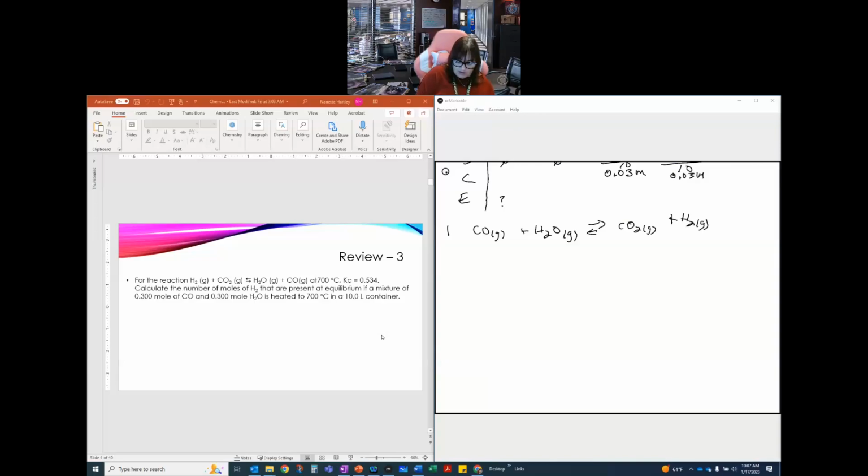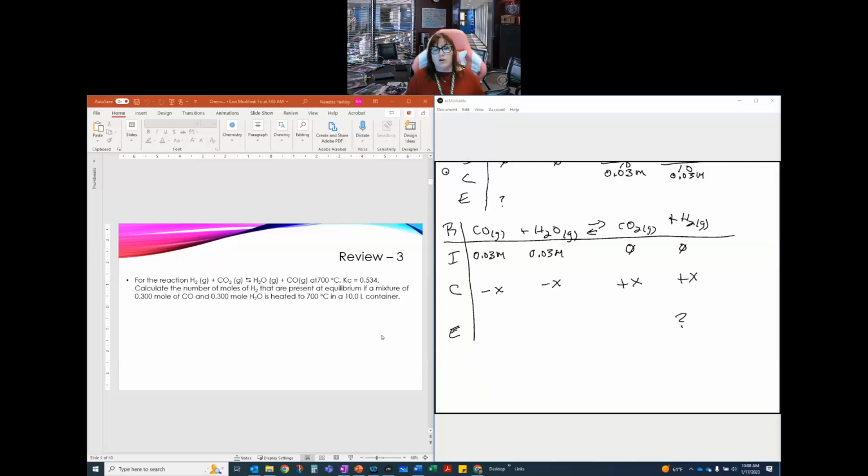That's my reaction. I know that the initial concentrations of each of these, because I calculated them previously, are 0.03 molar, 0.03 molar. This is 0, this is 0. I'll have a C, and I'll deal with that in just a second. What I'm looking for is this product right here. My change is going to be a negative x here and a negative x here, since both have a 1 in front of them. This one is going to be a positive x, and this one is going to be a positive x.